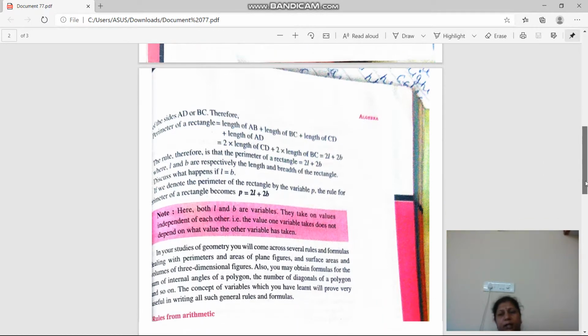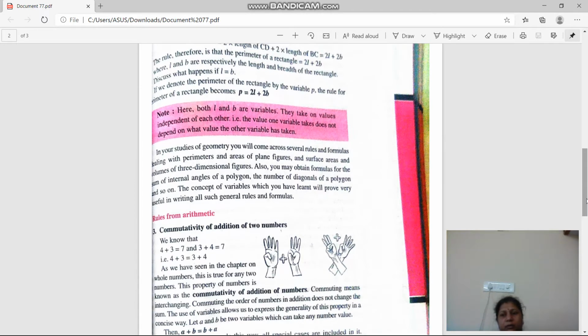Okay. So many formulas are there in geometry. Also you may obtain formulas for the sum of the internal angles of a polygon, the number of diagonals of a polygon and so on. The concept of variable which you will learn will prove very useful in writing such general rules and formulas. So have you understood how we can use these formulas with the help of variables? Okay, till now we have studied the use of variables in geometry only.